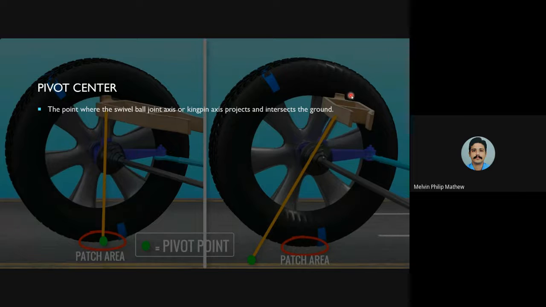If the kingpin is slightly inclined in such a manner as shown here, then the axis also inclines through the kingpin, and it comes into contact at an area other than the patch area. So it has to intersect the ground. This point is known as pivot center or the pivot point. So you can see here pivot point.